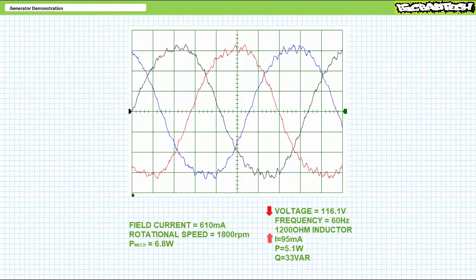Each inductive element draws roughly 95 milliamperes of current, consumes roughly 11 VARs of reactive power, for a total demand of roughly 33 VARs. You'll additionally note the inductors aren't pure inductors, since each inductor draws a small amount of real power, in the order of 1.7 watts, for a total real power demand of roughly 5 watts. Experiencing this small increase in real power demand, the generator consumes 7 watts of mechanical power.